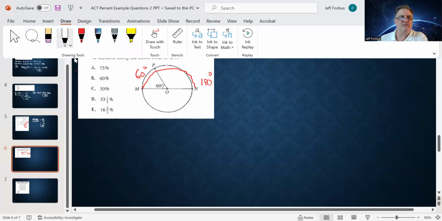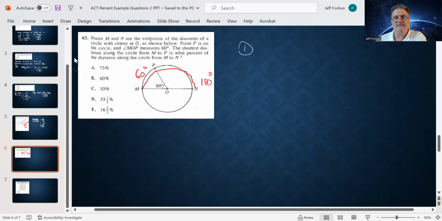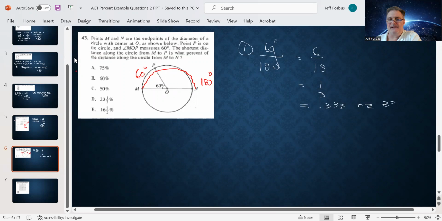All right, so we'll just take 60 degrees, divide that by 180 degrees. Your two zeros will cancel out, and that's going to leave you 6/18. Well, 6/18 is going to reduce to 1/3, right? Now we all know 1/3 is equal to 0.3333 and continuing, right? Or you can say 33.3%, or you could say 33 1/3%, which would give you answer choice D, as in dog.